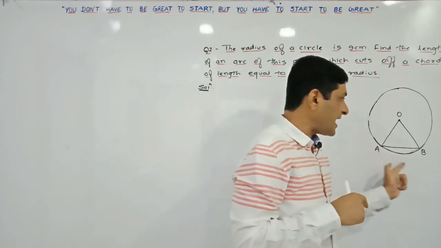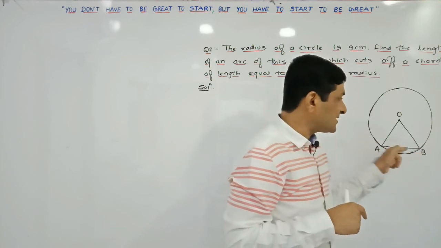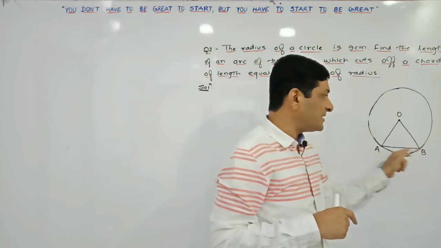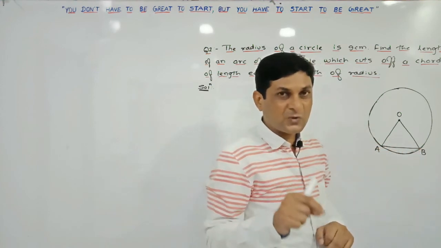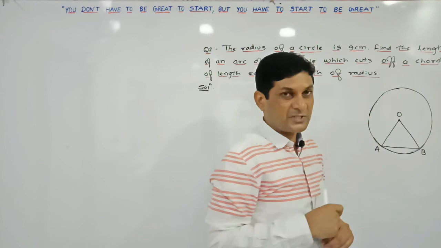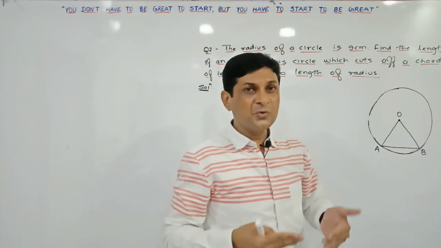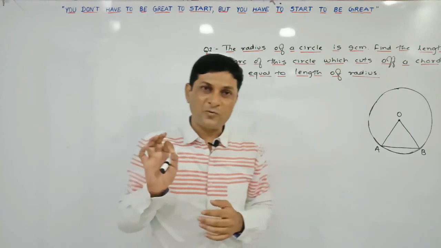One arc of a circle is there, we have to find out length of such an arc. Let us denote that arc by AB, which cuts a chord. Here which chord is corresponding to this arc AB? That is chord AB, and this chord is equal to what? Radius of the circle, means it is equal to 9 centimeter. This is the given condition, and using this condition we will try to find out the value of theta.